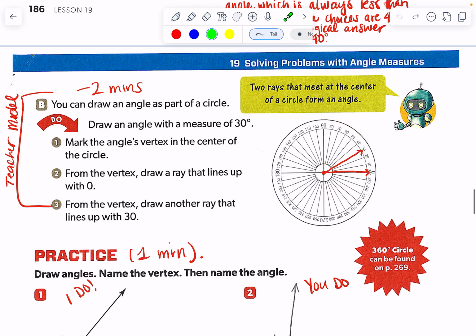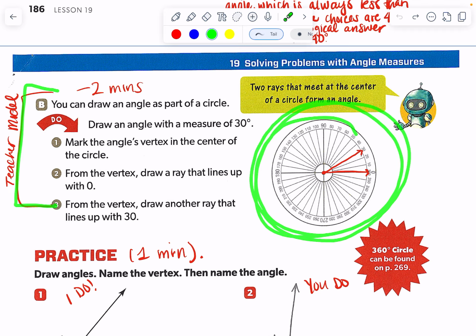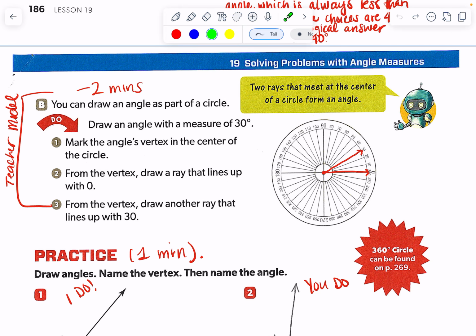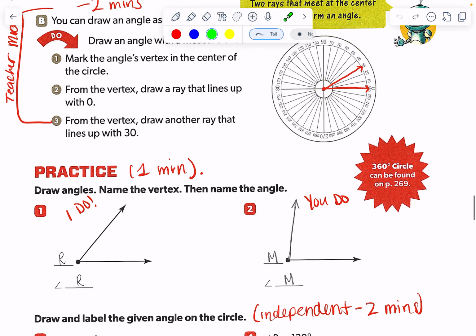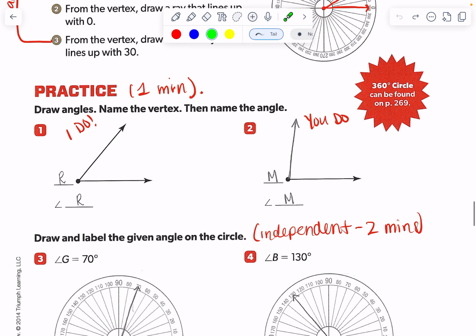So here's another example. You can model this for them. You should model this question for them because this is on a scale of 360 again. So just show them how to use it. This time you are drawing an angle with a measure of 30 degrees. Students have already done an example where they are naming and drawing vertexes and angles, so they should not struggle with this piece.